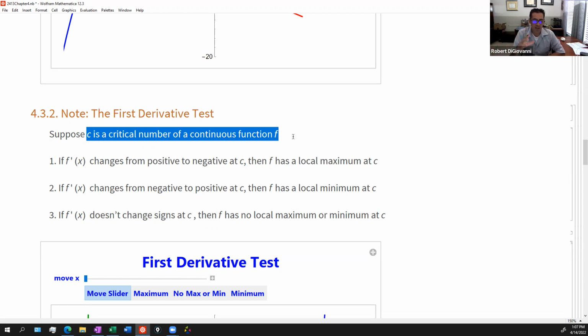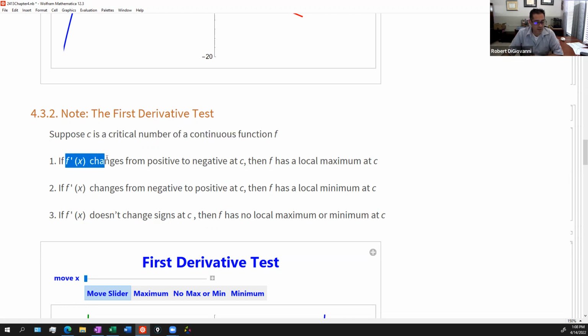So this test says, let's say you found a critical number. And then you determine that the derivative changes from positive to negative at that number. Then the conclusion is that you must have a local maximum there.